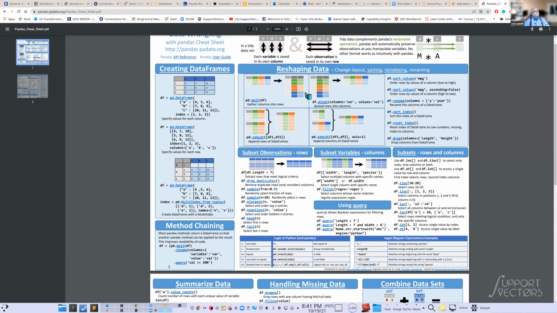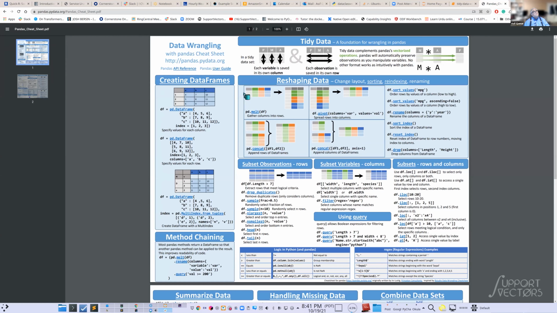Reshaping the data. Now you remember that a wide table, we made it into a long table. This was the melt function that we used. You could have used melt, or you could have used pivot, right? A pivot is the opposite of melt. Remember, melt is the unpivot in the SQL language, Excel language, unpivot. So if you want to do the opposite of melt, you do pivot. You do a pivot table, right?